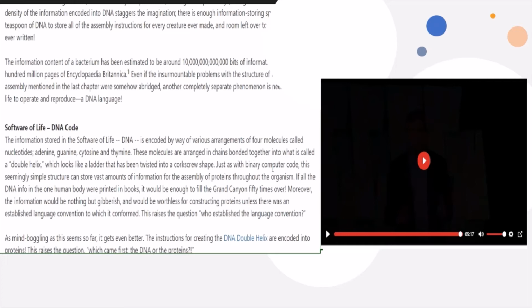Just as with binary computer code, this seemingly simple structure can store vast amounts of information for the assembly of proteins throughout the organism. If all the DNA info in one human body were printed in books, it would be enough to fill the Grand Canyon 50 times over. Moreover, the information would be nothing but gibberish and worthless for constructing proteins unless there was an established language convention to which it conformed. This raises the question: who established the language convention?